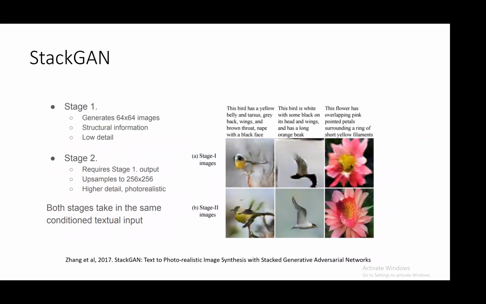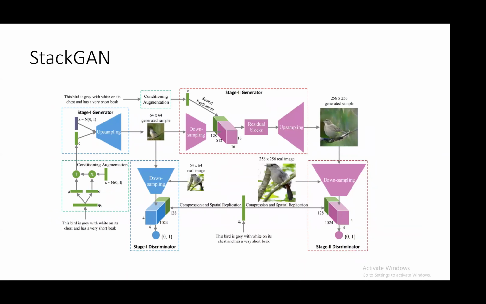To get a better generation quality, we have seen that StackGAN was proposed. The key idea of StackGAN is to do two-stage generation and generate the image progressively. In the first stage, it tries to just generate a rough structure of the image with lower details. And then in the second stage, it generates a more photorealistic image with high details. In both stages, they take the same text input as the conditioning. Let's get more details about StackGAN.